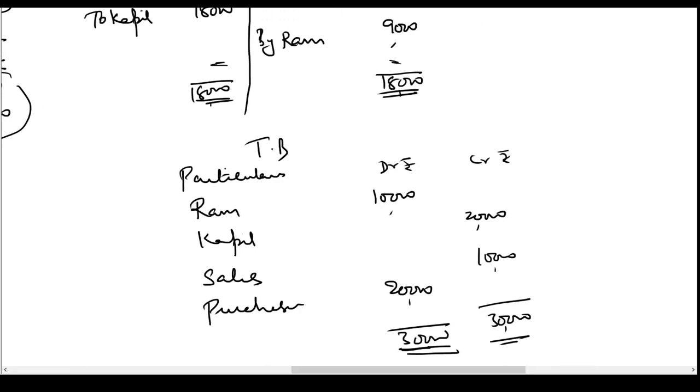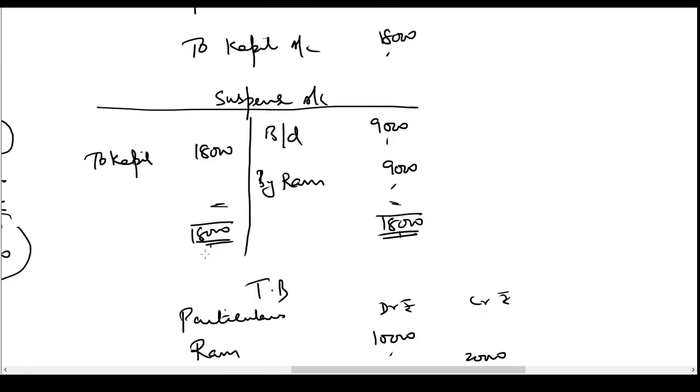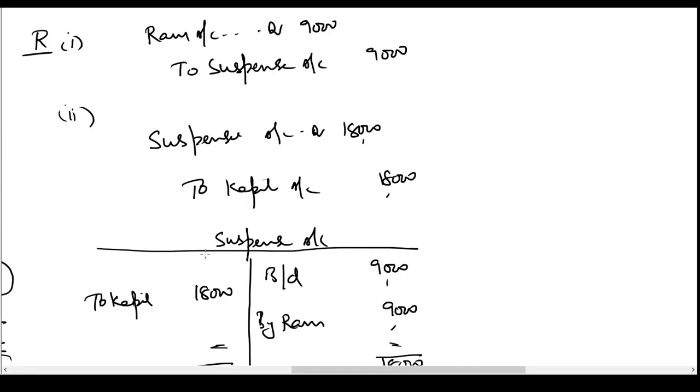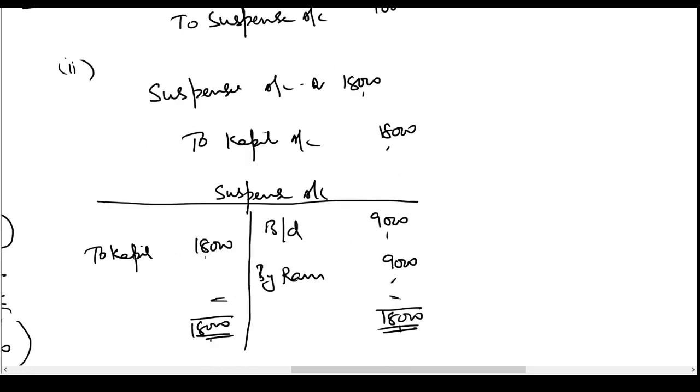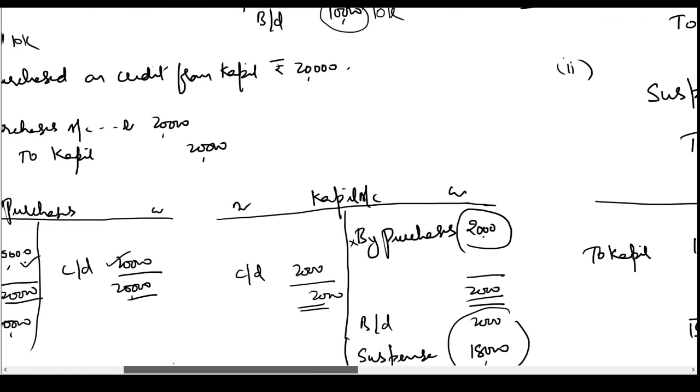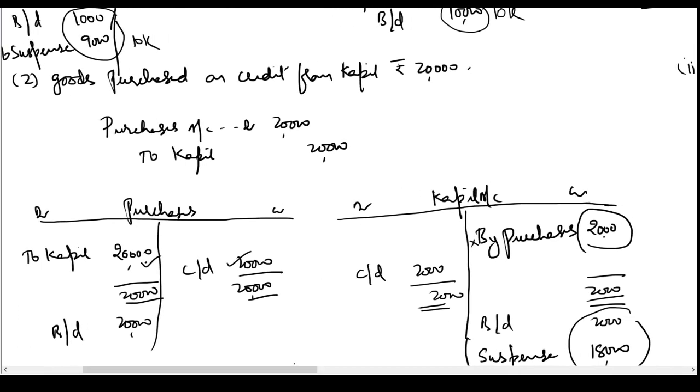So in this video you have seen how the suspense account is opened and how we pass rectification entries using the suspense account. And when we post these rectification entries to the suspense account and to the respective ledger accounts, the suspense account will vanish. That means the suspense account will balance, and the trial balance after rectification will also tally. So this is how a suspense account is used for rectification of errors.